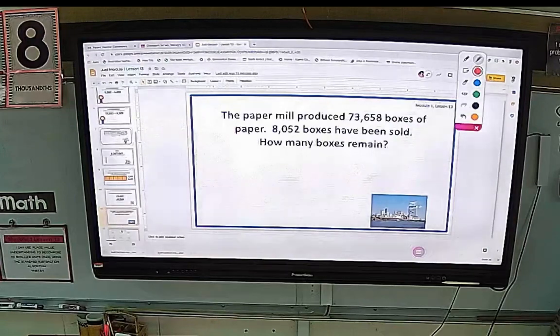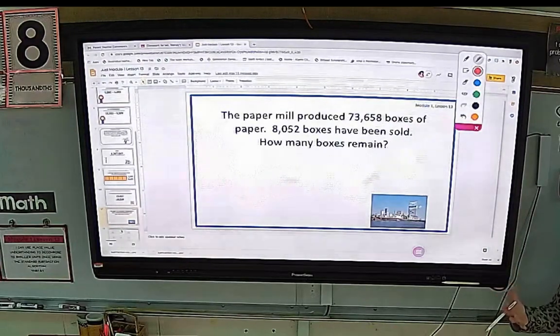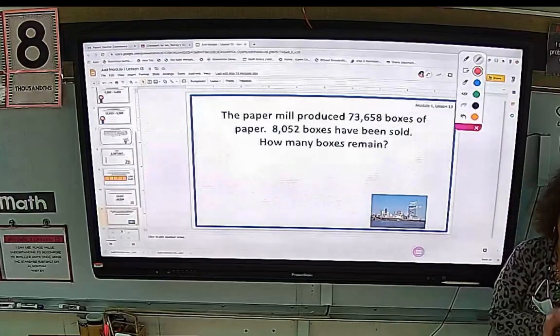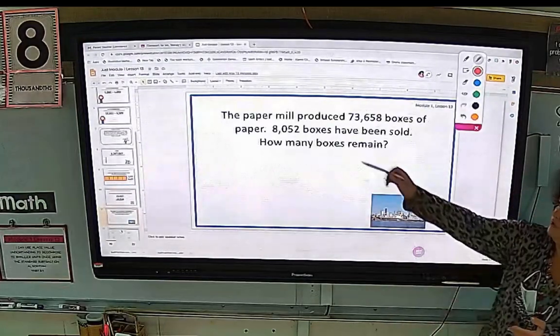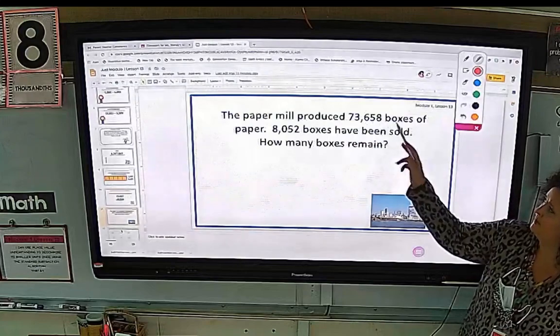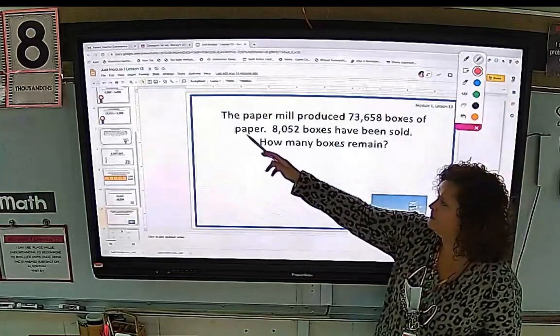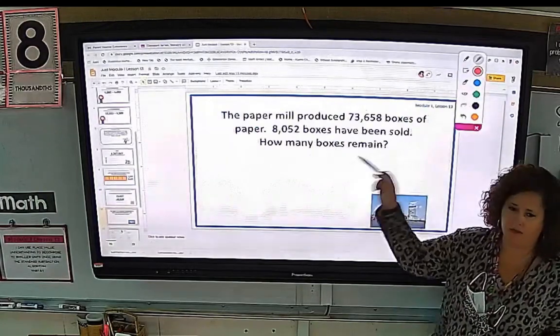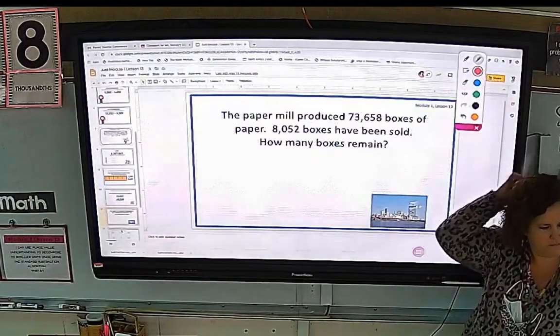A paper mill is like a big factory that makes paper, if you didn't know that. Okay. So to produce something is like to make it. So it's like a factory making something. So the paper mill produced this many boxes of paper. This many boxes have been sold. How many boxes remain? Okay.